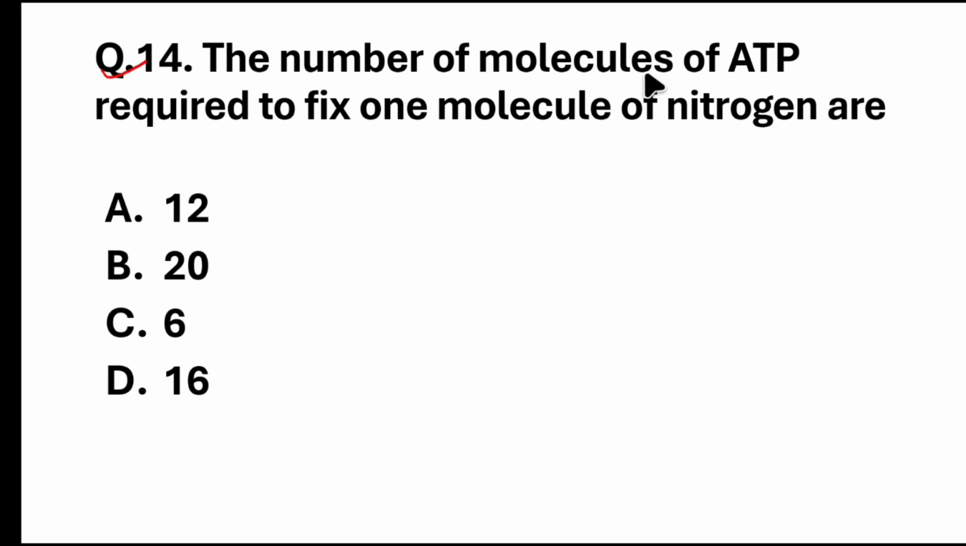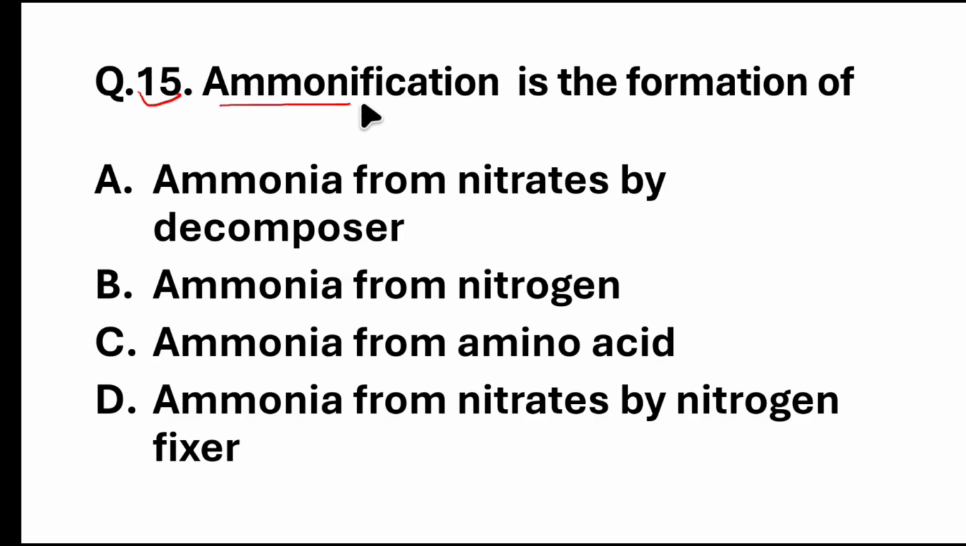Question 14. The number of molecules of ATP required to fix one molecule of nitrogen are. Answer option D. 16 ATP are required to fix one molecule of nitrogen. Question number 15. Ammonification is the formation of. Answer option C. Ammonia from amino acid.